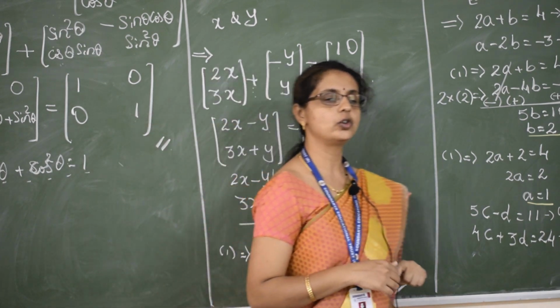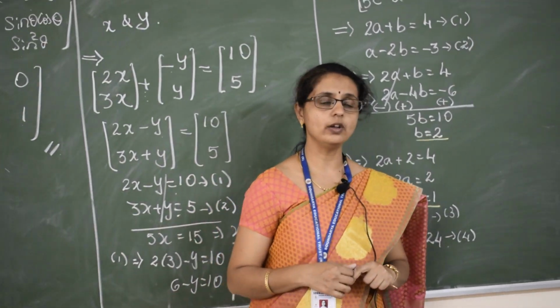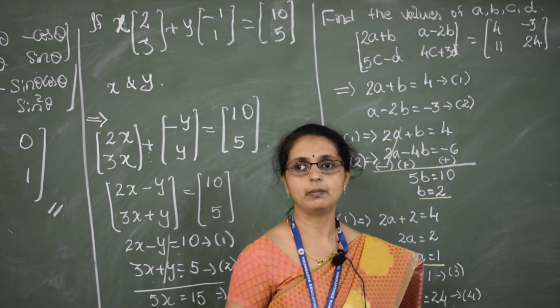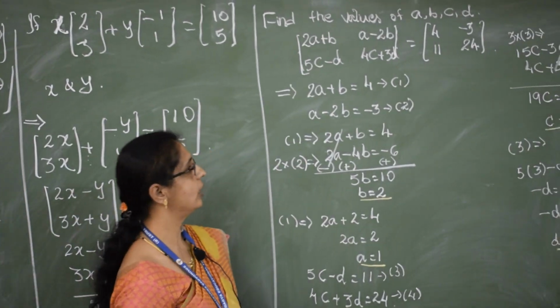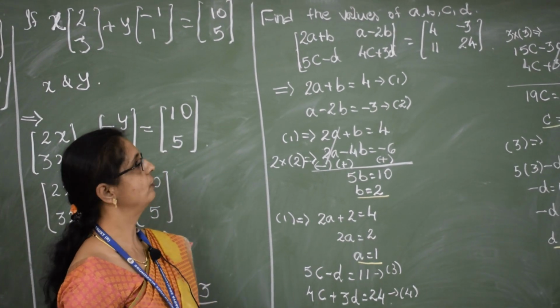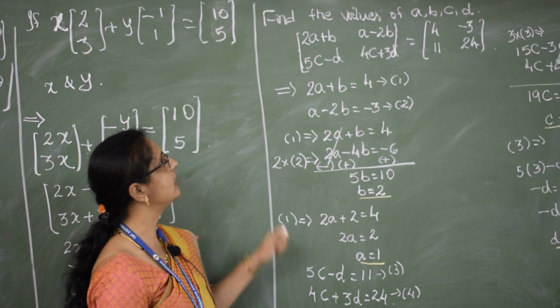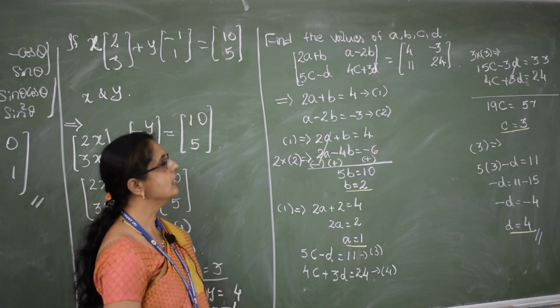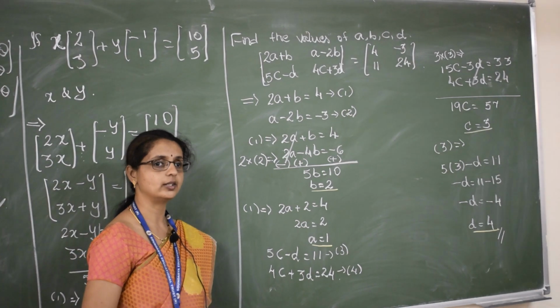Now let us move on to another problem. We are not only finding two unknowns; now we try to find 4 unknowns of the given matrices. Let us check, students, which are those 4 unknowns we are supposed to find here. A, B, C, D. What's the question? Find the values of A, B, C, D such that the two given matrices are equal.